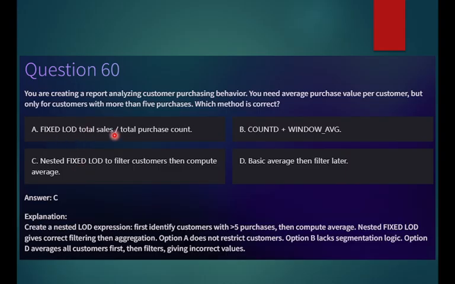Fixed LOD, total sales divided by total purchase count. Again, this is simple division, and it's not giving a correct average. That's why option A is not correct. Count distinct plus window average has a lack of segmentation logic, so option B is not correct. And basic average then filter later. If you average all the customers first, then filter, it will give incorrect values, so option D is again incorrect.